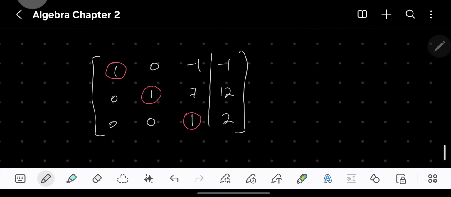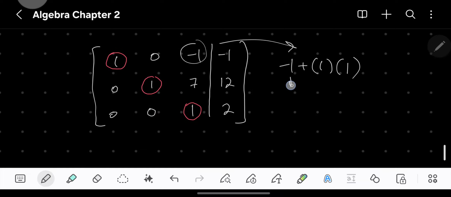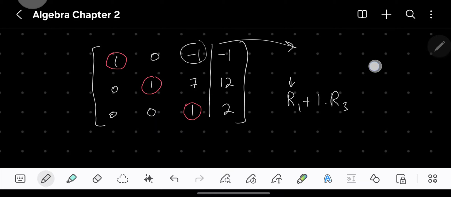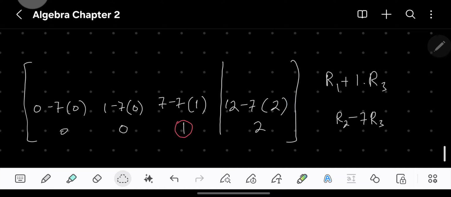That's done. Now I will make this 0 also, because both of these entries must be 0. How can I make this 0? Because this is minus 1, so plus 1 times 1. This minus 1 is coming from R1, this 1 is the scalar, and this 1 is coming from the pivot entry, which is in R3. So this is the operation which I'll perform for R1.